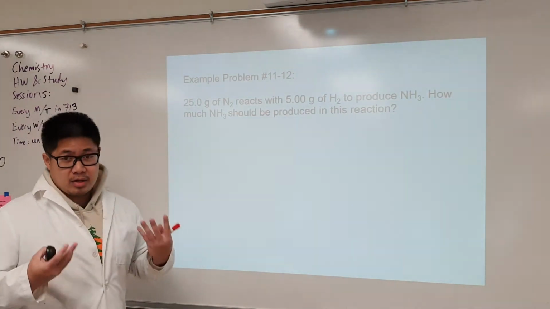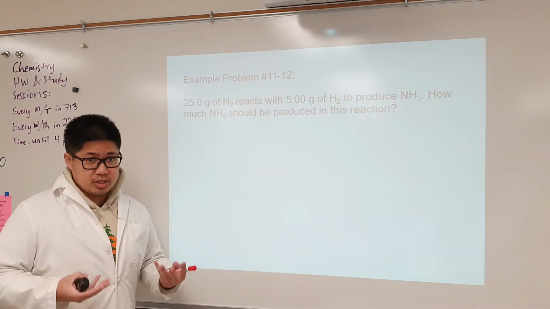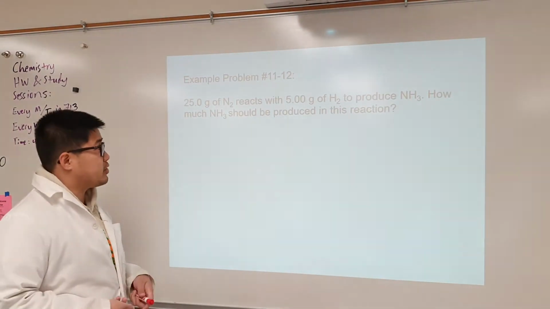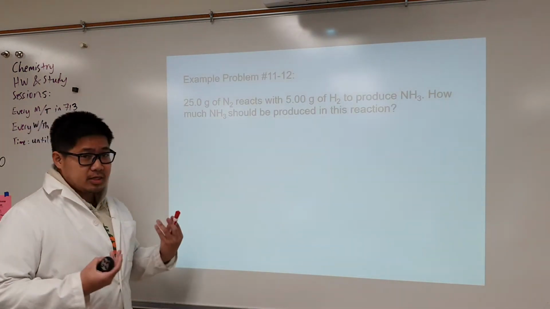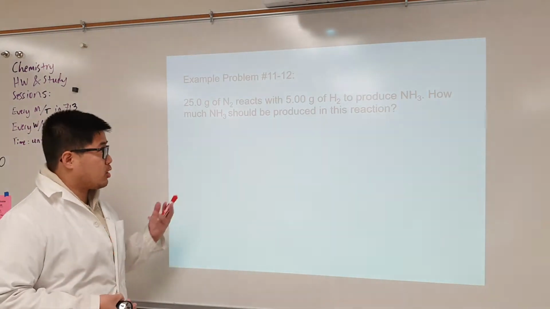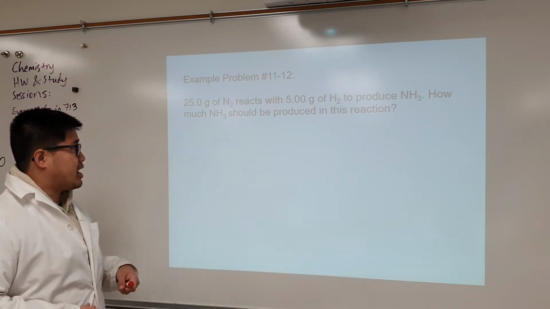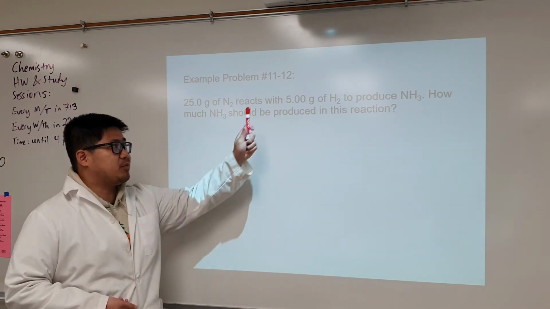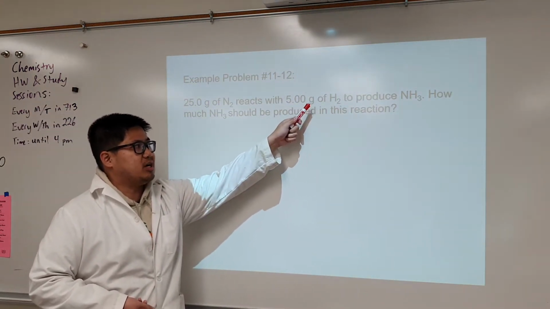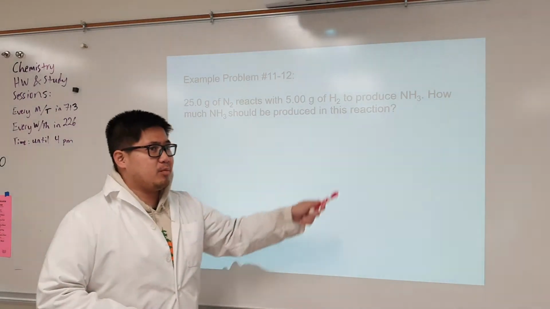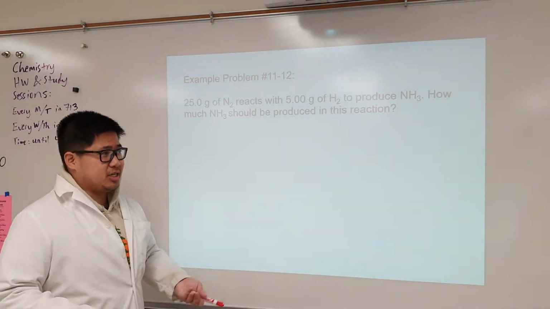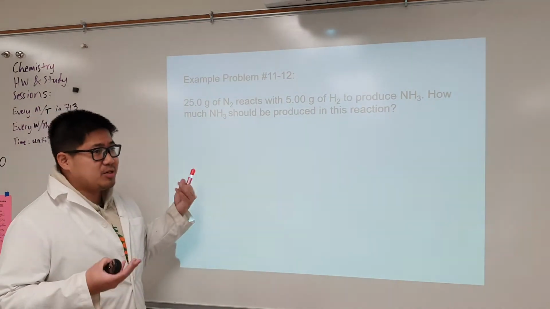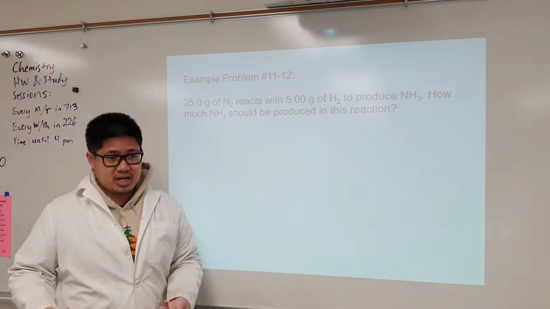As you guys have seen in the last video, it's pretty straightforward, and here is just another one for review. Taking a look at the question, let's talk about what we're working with. We are working with 25.0 grams of nitrogen gas, and it's going to react with 5.00 grams of hydrogen gas to create ammonia, NH3. The question is, how much NH3, how much ammonia could be produced from this reaction?